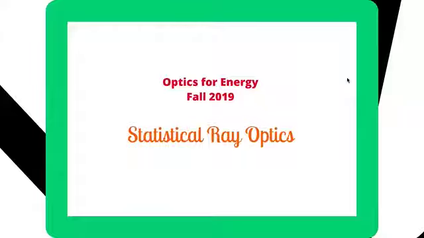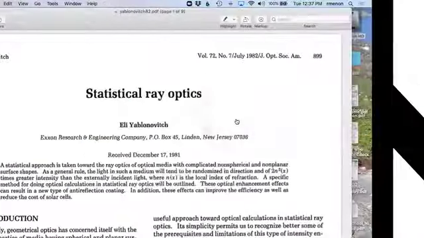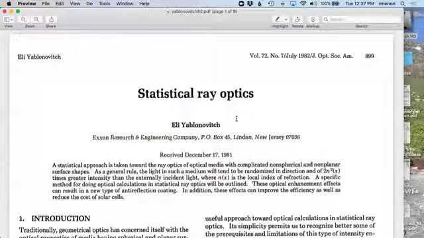All right, so today we're going to talk about statistical ray optics. Like I said, this is an abstract concept, but we are going to rely on this paper. I should say a few things about it. The paper is linked on the website, so you can download it and read it.